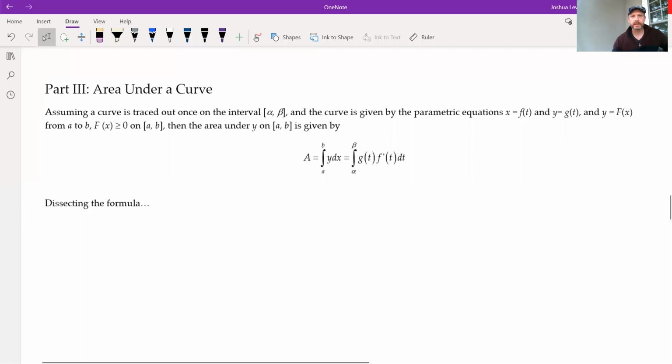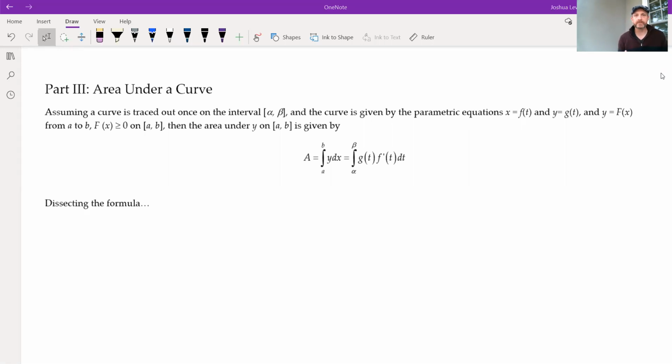All right, guys, so we're looking at the calculus involved with parametrized curves and keeping track of some of those big issues that we had from essentially Calc 1. And the next one we want to look at is area under a curve. So again, we're looking at the area under this curve.